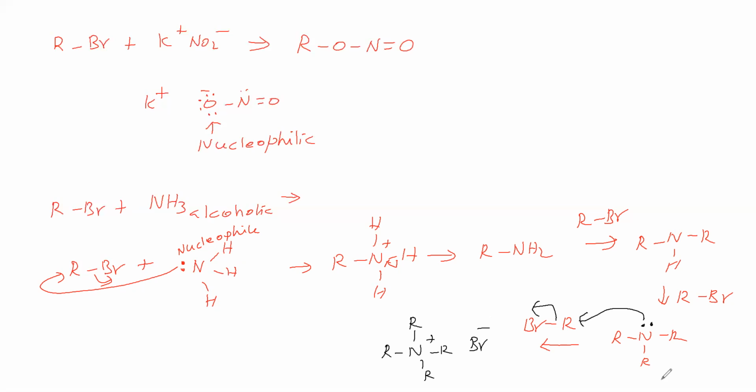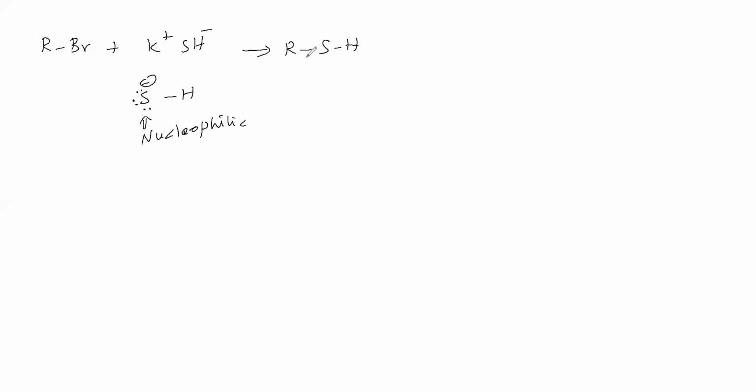Next reaction we'll see. Now alkyl halide we are taking, then potassium hydrogen sulfide we will take. In potassium hydrogen sulfide, which is the nucleophilic center? We'll see sulfur is having 3 lone pairs. That sulfur is the nucleophilic center. So we will get a compound, this is what in the sense thiol, thioalcohol or thiol we can say.